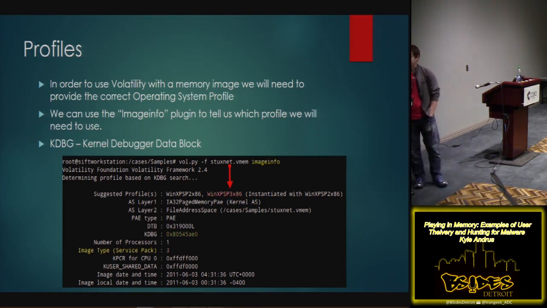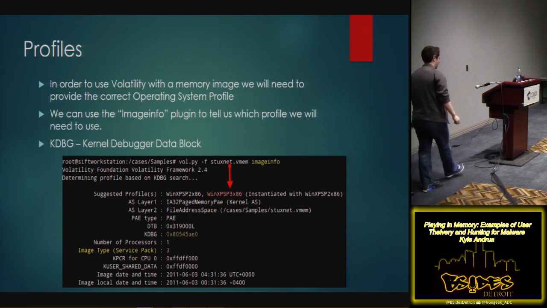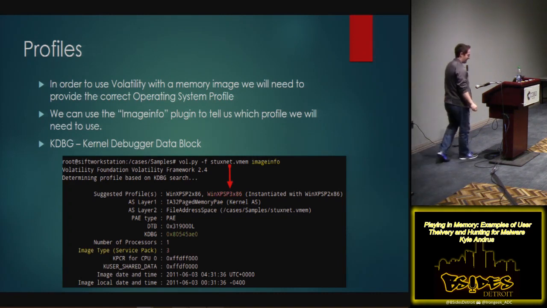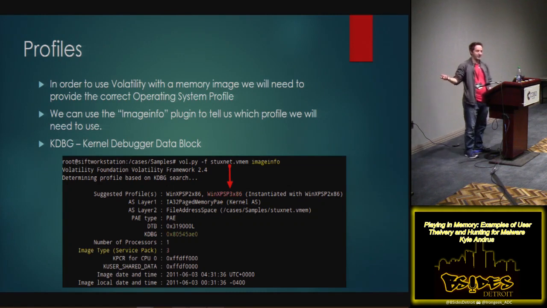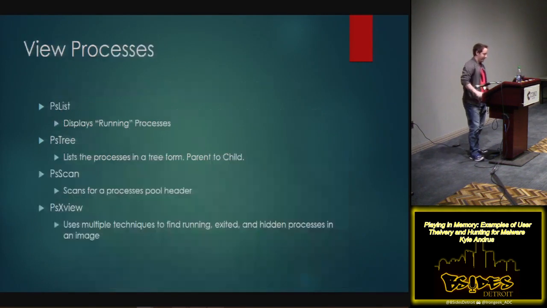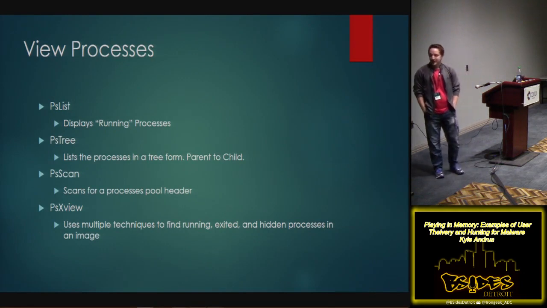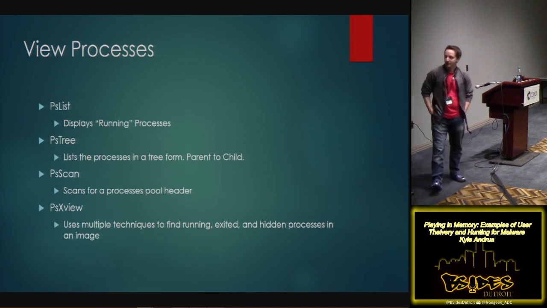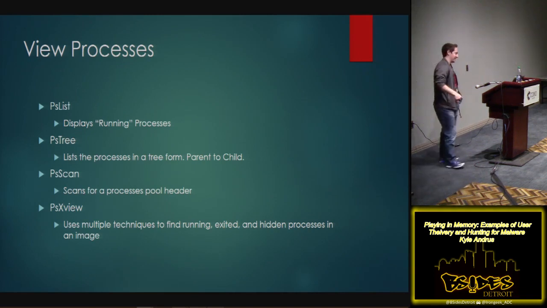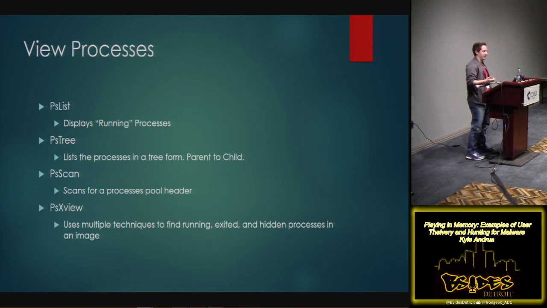Other notable things is this memory address right here for the kernel debugger data block. This is pretty useful for a variety of the plugins. Sometimes you need it, sometimes you don't, but it's good to know that that's where you can find it from imageinfo. And then pslist is also pretty important. A couple of your first plugins that you'll get very comfortable with are to just view processes: pslist, pstree, psscan, and psxview.